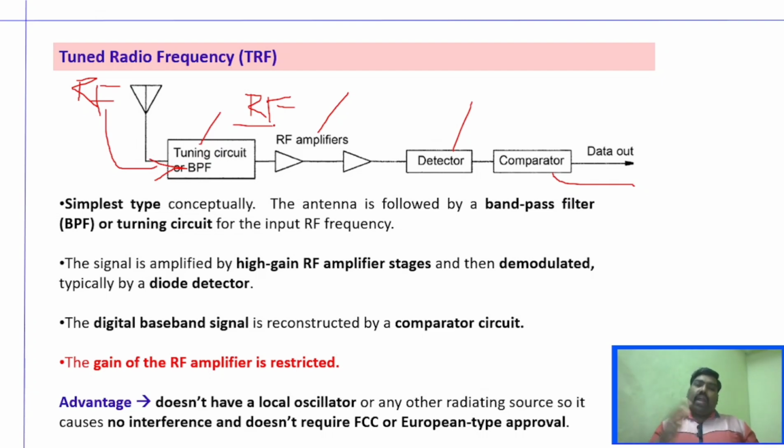When it comes to RF amplifiers, we can have multiple stages of amplifiers. We have used two stages here. We can use multi-stage RF amplifiers, which will amplify the signal received from the tuned circuit. Once it is amplified, it is sent to the detector, which will find out the original signal that is transmitted.